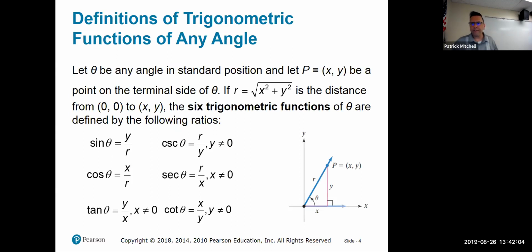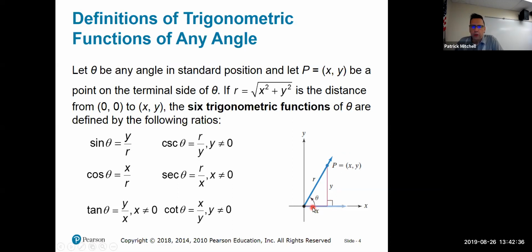So here's how you define the trigonometric functions in terms of any angle. Notice that if this angle happens to be an acute angle, then this is exactly the same definition we had for a right triangle. So you have this point (x, y), and you draw a line from the origin through (x, y). (x, y) could be in any quadrant. It does not have to be in quadrant 1.